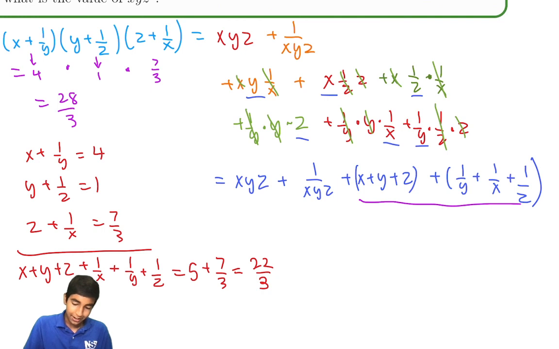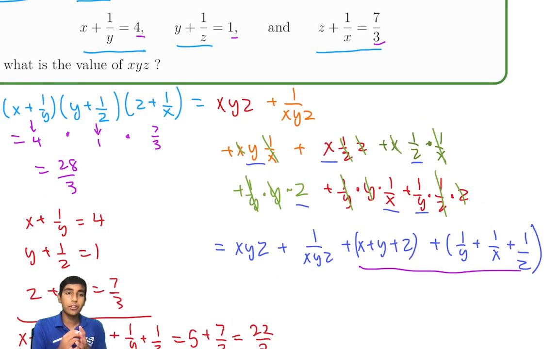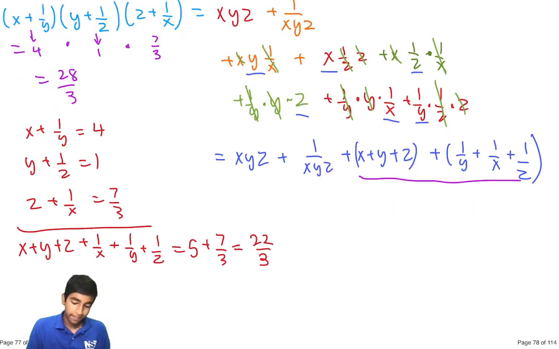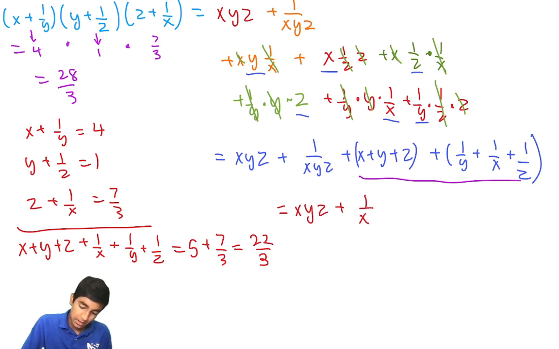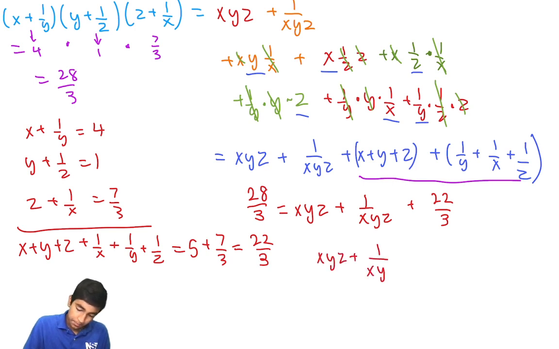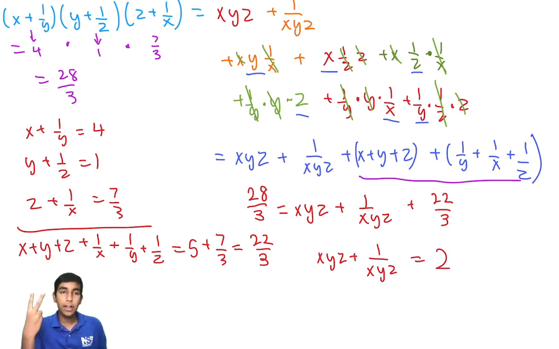Okay, that's great. So again, we used the technique of adding the equations up because we saw, oh, we've got an xyz term, 1 over y, 1 over z, 1 over x term. We added them up, and we got 22 over 3. So now this is equal to xyz plus 1 over xyz plus 22/3, which is equal to 28/3. So that means xyz plus 1 over xyz is nothing but 28/3 minus 22/3, which is 6/3, which is just 2. That's interesting. So from here, we essentially have two ways to proceed.